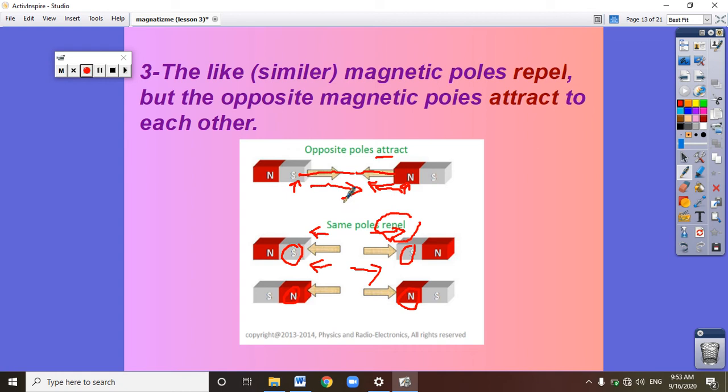Okay, so the magnet has two poles. The most attraction force is concentrated in the two poles. When we suspend the magnet, it will take a fixed direction, which is north-south. The like poles, very good, repel. The different poles attract. Like poles or similar poles. Okay, like means similar.